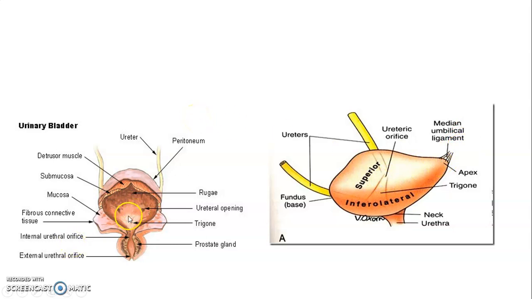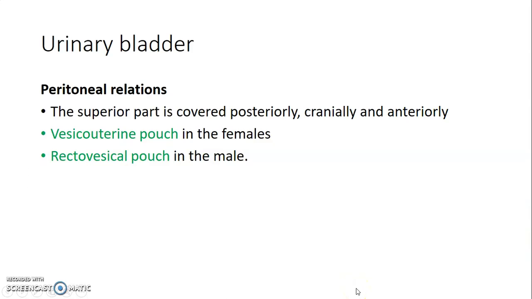This is the trigone again. Ureter, and a urethra opening here. And inside, the bladder has folds, which we call the rugae. And histologically, it has a mucosa, submucosa, and detrusor muscle, which is made of smooth muscle cells.